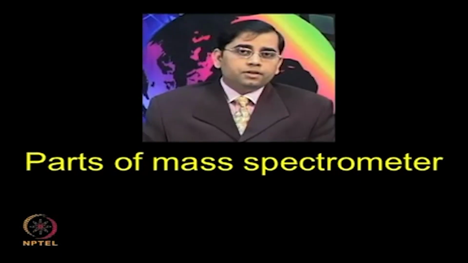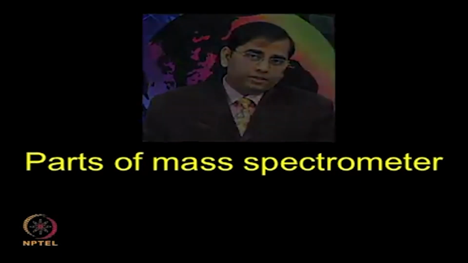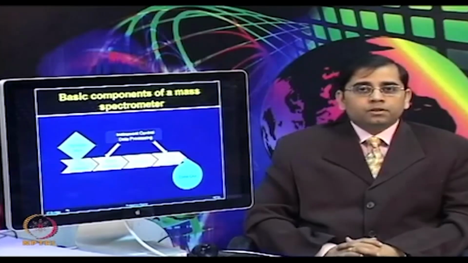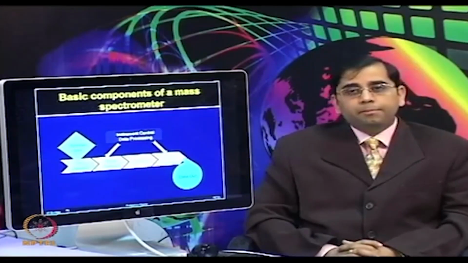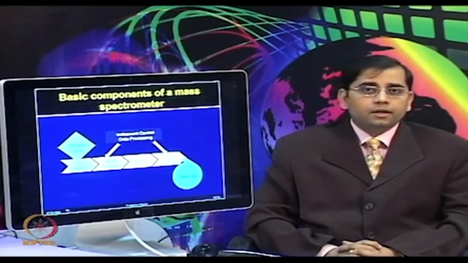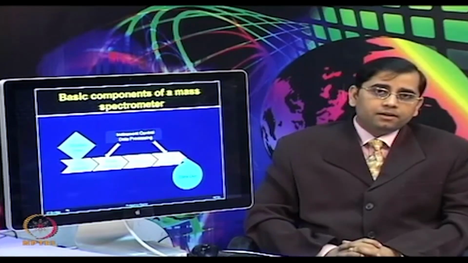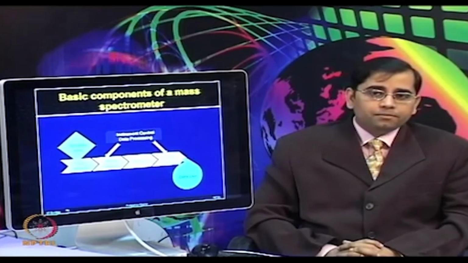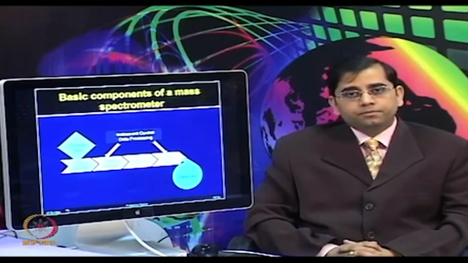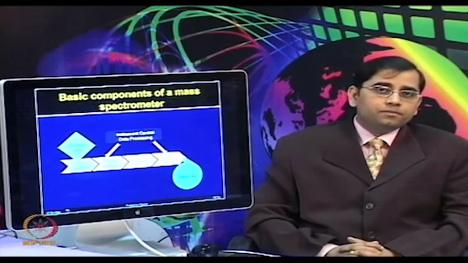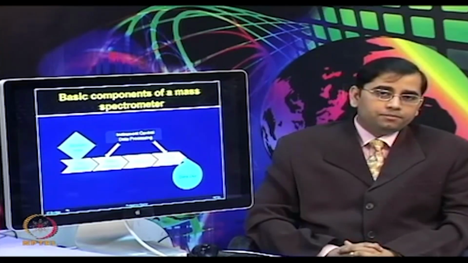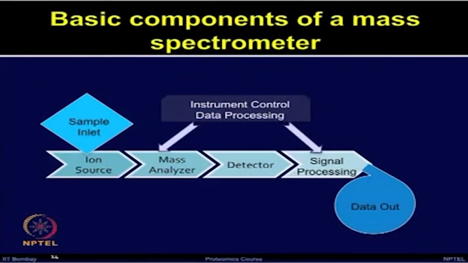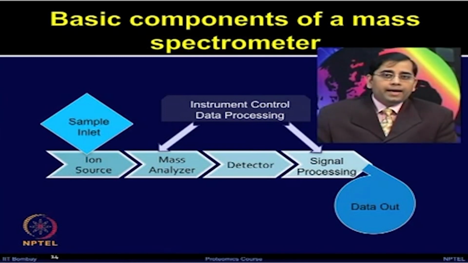Now, let us talk about different parts of the mass spectrometer. The major components include the sample inlet, ion source, mass analyzer, detector, signal processing components and data output. Let us look at each of these components in a little more detail. Sample inlet transfers a sample into the ionization source. The ion source, or ionization source, converts neutral sample molecules into gas phase ions.